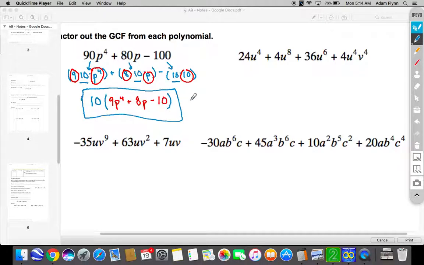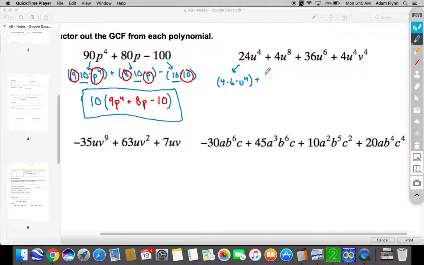Okay, so our next one, we've got 24u to the fourth plus 4u to the eighth plus 36u to the sixth plus 4u to the fourth v to the fourth. So if we break it down, again, I'll do it the long way. I know 24, 4, 36, and 4 are all divisible by 4. So 4 times 6. If I take a look at my u's, I've got u to the fourth, u to the eighth, u to the sixth, and u to the fourth. So I know all 4 of these terms have at least 4 u's. So I'll break it down in terms of u to the fourth.